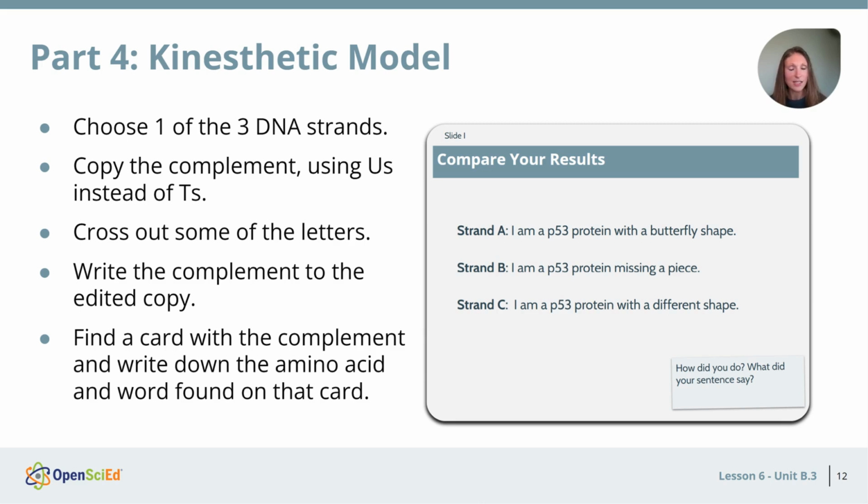I found this kinesthetic model to be pretty similar to a few of the things I had done in the past when teaching transcription and translation, but I loved how much more true to life it was with crossing out some of the letters, and how intentional it was in not only supporting students' understanding of protein synthesis, but also of the structure and function of proteins. Given that it is done kinesthetically, it can lead to a bit more excitement or chaos in the classroom. So I'll talk a bit more on how to manage it in the tips and tricks section at the end of this video.